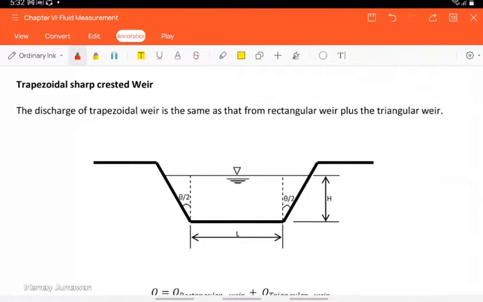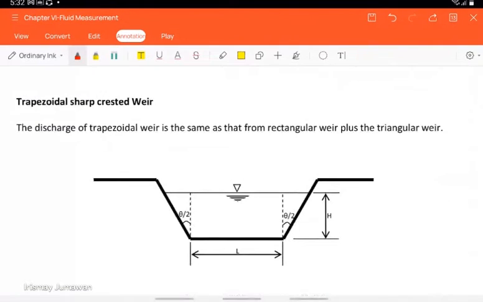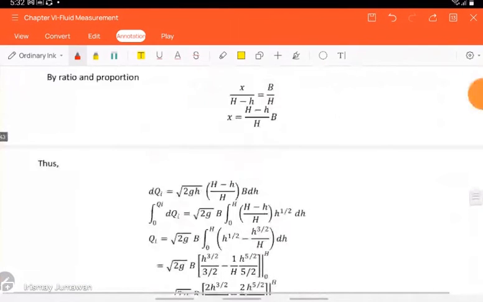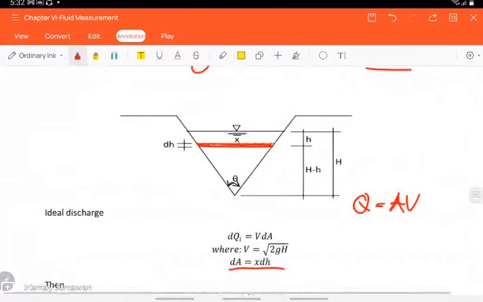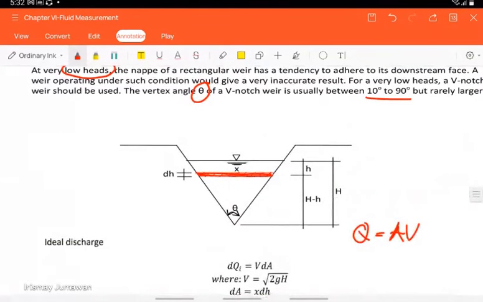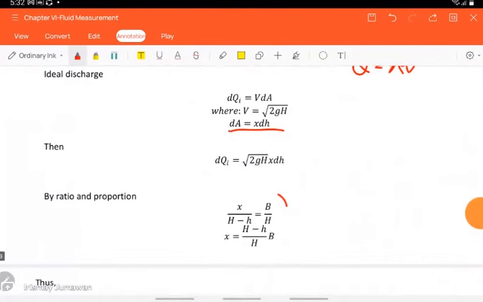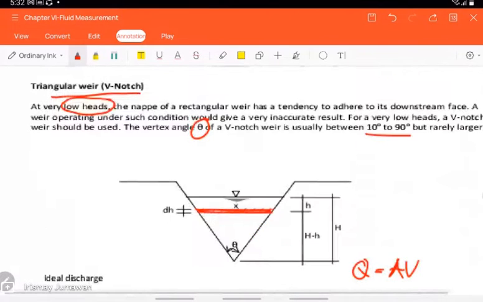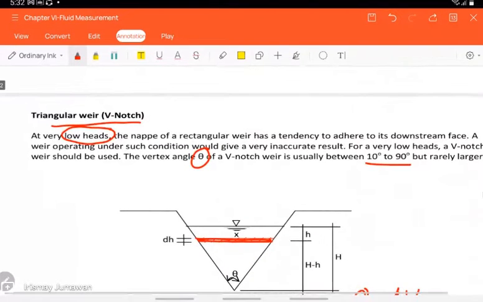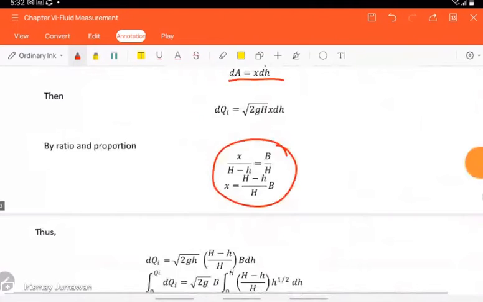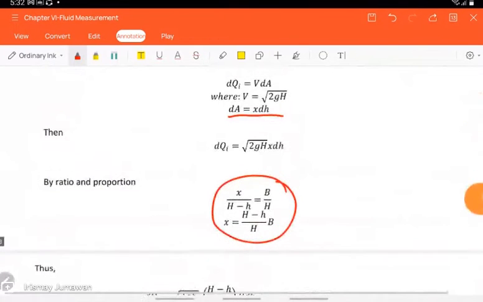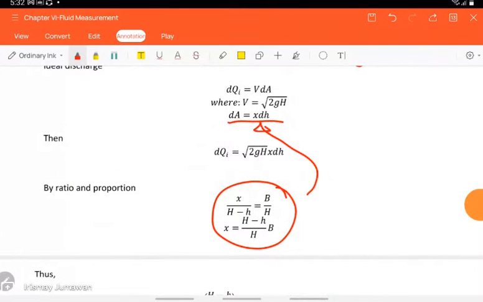Okay, so we also have the sharp-crested weir. For a sharp-crested weir, again, you can derive this from the triangular weir. From the triangular weir, we have that one. Then we get the value of x by ratio and proportion. Then we substitute it to the area, because the area is equal to x times dh.